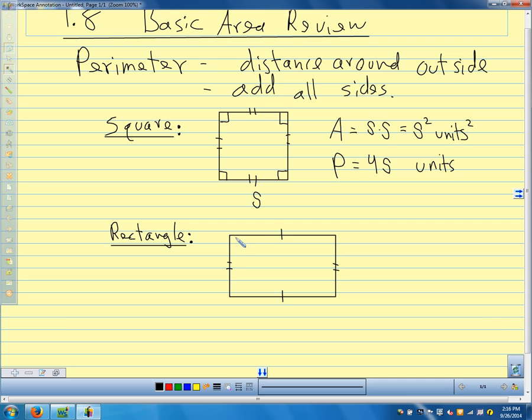And these angles again? Right? And let's call this length B and this H. How do we find the area of a rectangle? Length times width or base times height. B times H. And we have units squared. Perimeter, add up all the sides. And it's going to be in units, inches, meters, some kind of length.